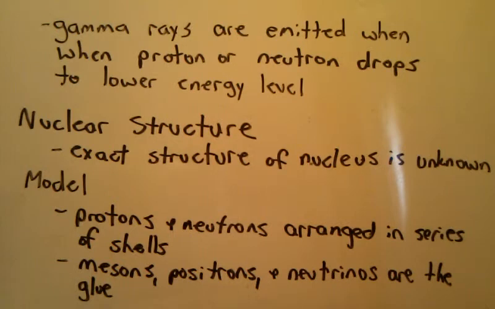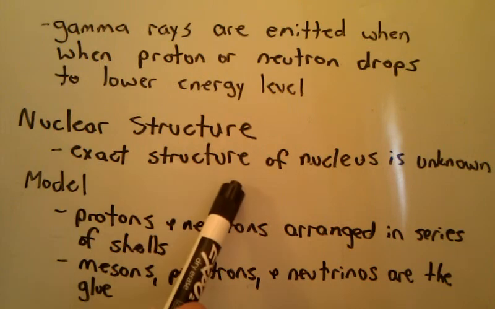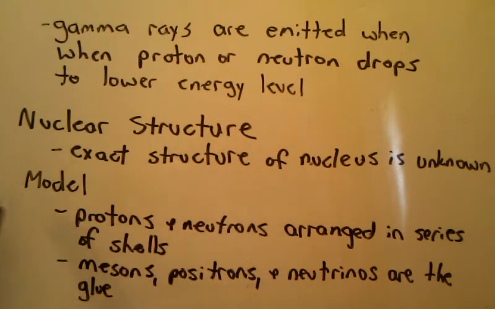This is one model. We're going to talk about nuclear structure. The exact structure of the nucleus is unknown. One idea is the shell model: protons and neutrons are arranged in a series of shells. Mesons, positrons, and neutrinos are the glue which holds it together. Gamma rays are emitted when protons or neutrons drop to a lower energy level. Okay. Let's talk about stability.